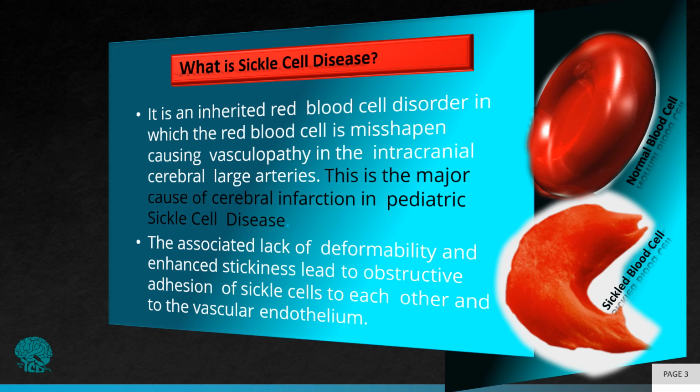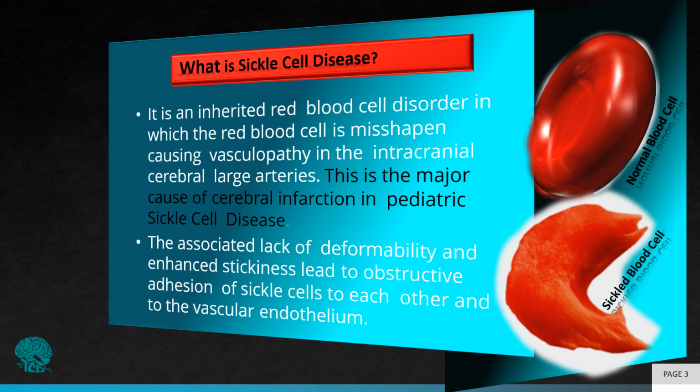What is sickle cell disease? Sickle cell disease is an inherited red blood cell disorder in which the red blood cell is misshapen, causing vasculopathy in the intracranial cerebral arteries. The sickled red blood cells are fragile, and they easily break down and release proteins that increase inflammation, clotting, endothelial damage, and can cause vasoconstriction.